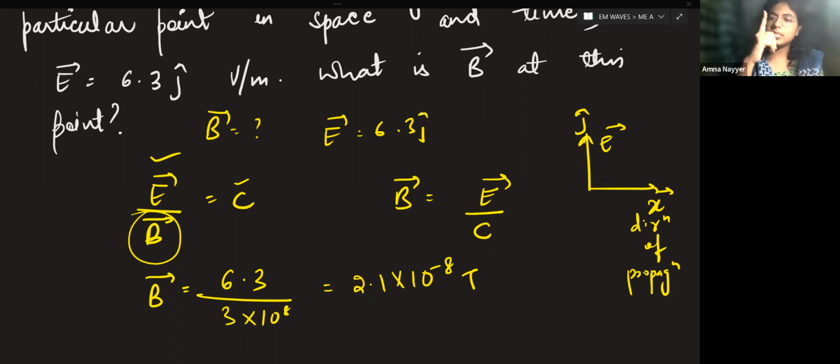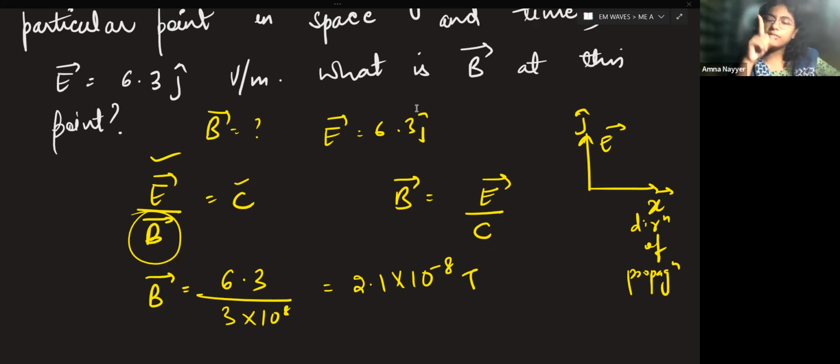So if electric field is along j cap, direction of propagation is along x-axis or i cap, then which unit vector is left so that it is perpendicular to both electric field and direction of propagation? Which axis is left? k cap. Yes, Samira, it will be k cap.